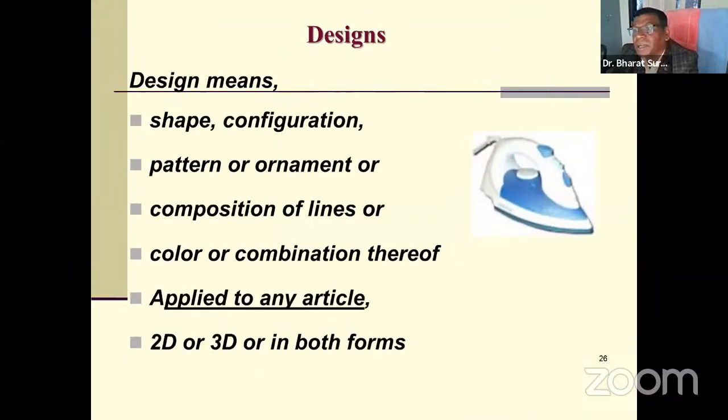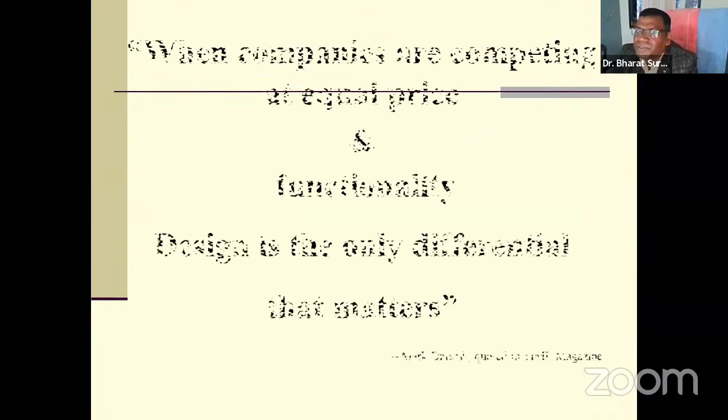Let us see another kind of intellectual property: design. Design means anything which looks beautiful, a color combination in the form of 2D or 3D. I have taken a Bajaj iron box. You can take a fan, a washing machine, an LG fridge. You can check any design.